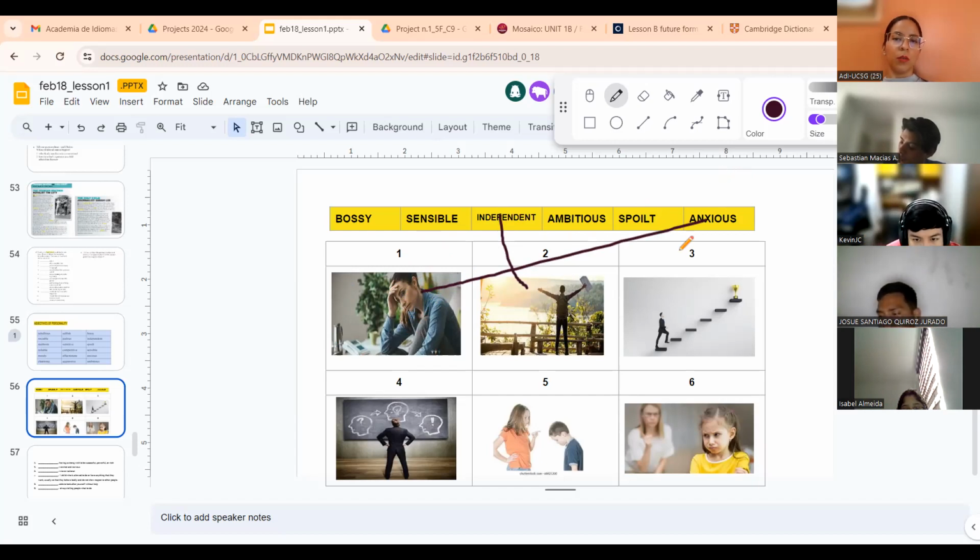Number 3. Okay. Number 3. Sería ambitious. Ambitious. Yes. He's trying, yes, of course. Yes, you're right. He's trying to reach a goal. Okay, good. Isabel, next.